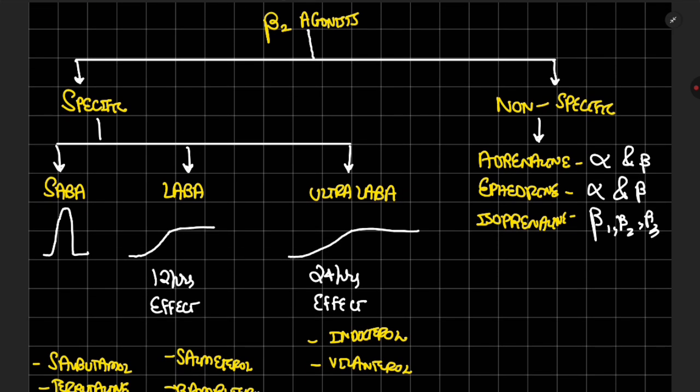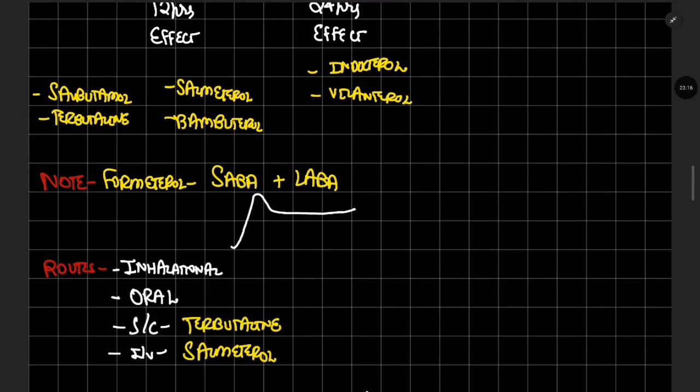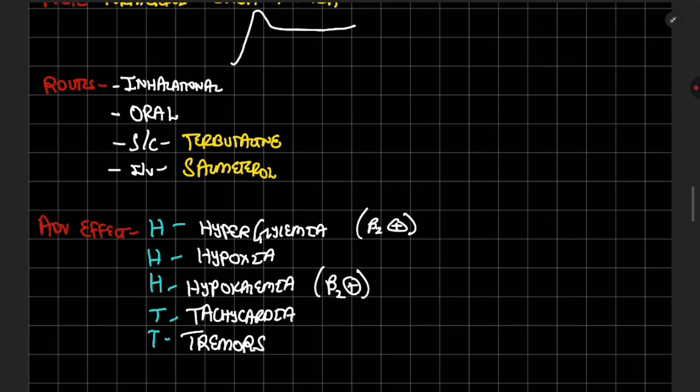Under SABA we see salbutamol and terbutaline. Under LABA we see salmeterol and bambuterol. Under ultra LABA we see indacaterol, vilanterol. In non-specific we have seen the drugs. And formoterol is basically SABA plus LABA, in which we see shorter onset of action and longer duration of action. In routes, we have inhalational route, oral route, subcutaneous terbutaline injection and intravenous salbutamol injection.